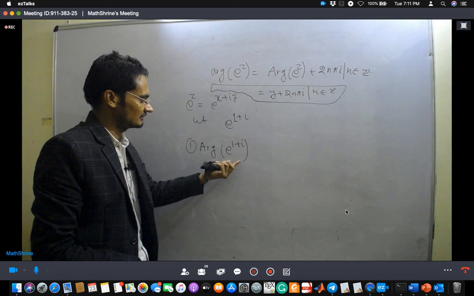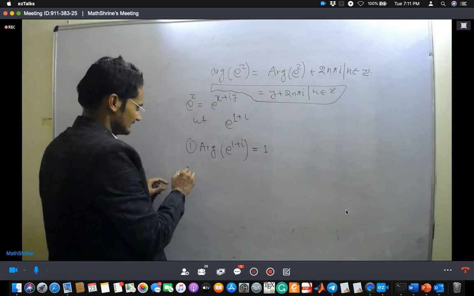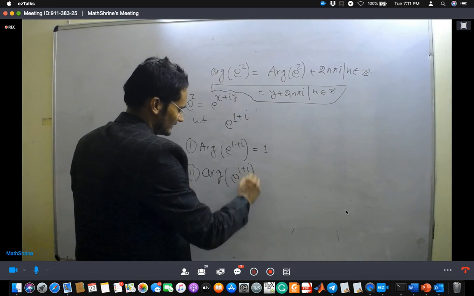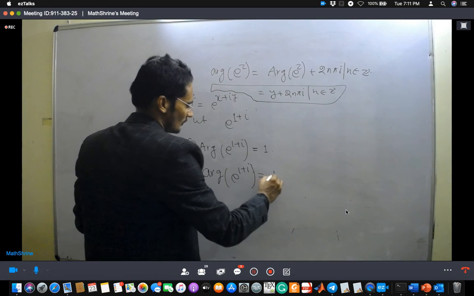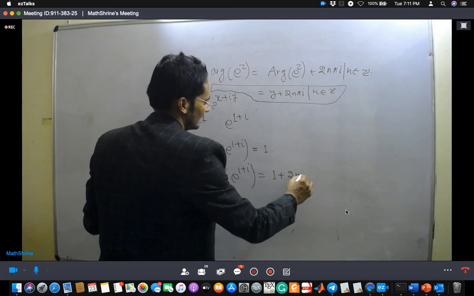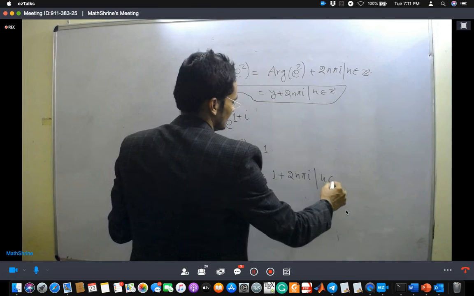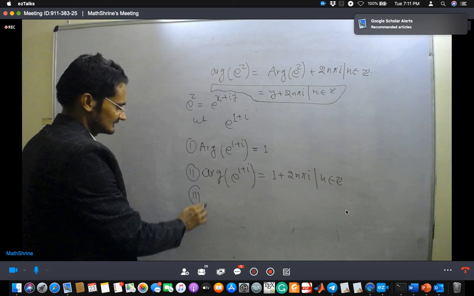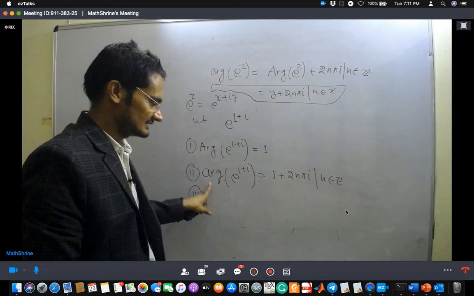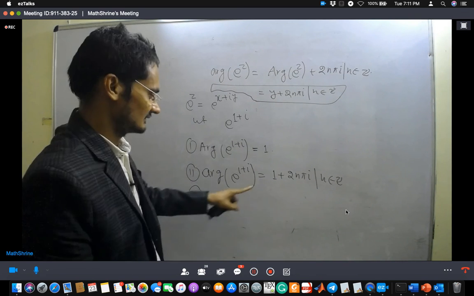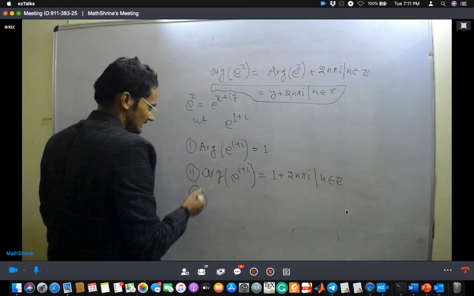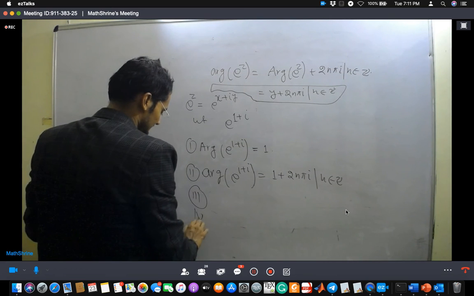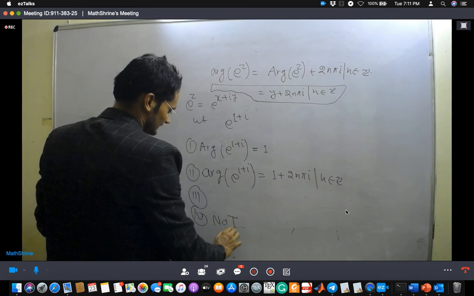Third option is, now this is the multi-value. And fourth, none of the above. And the argument of e to the power 1 plus iota is... So see, if you compare, this will be correct and this will be correct.